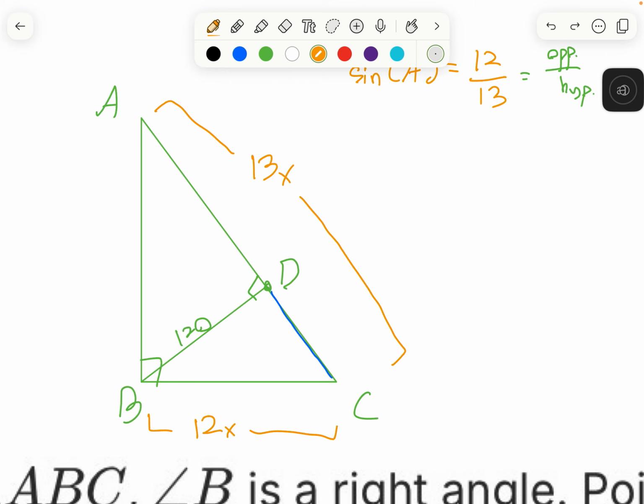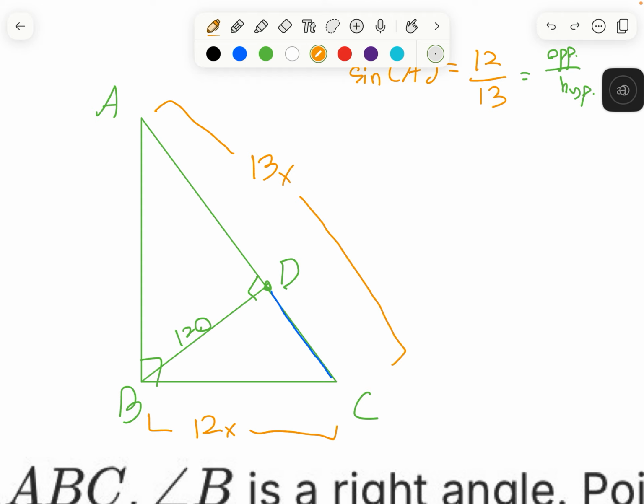Okay, so now this is essentially all the given information we have, and once again, we're trying to find DC. So how do we do this? Well, there's a couple of things you have to know coming into this question. But first of all, let's find what AB is, because this is a right triangle. Well, this is 13x, and this is 12x.